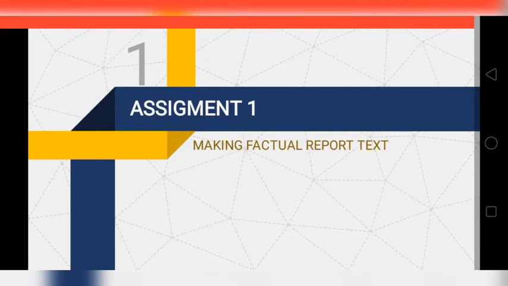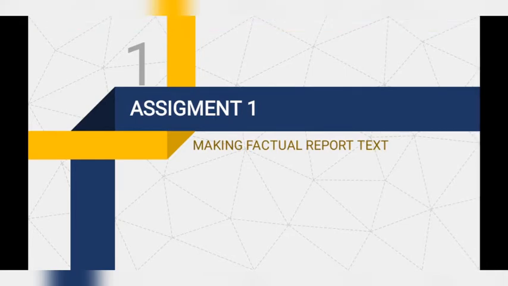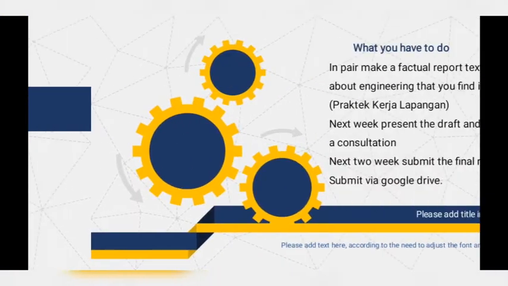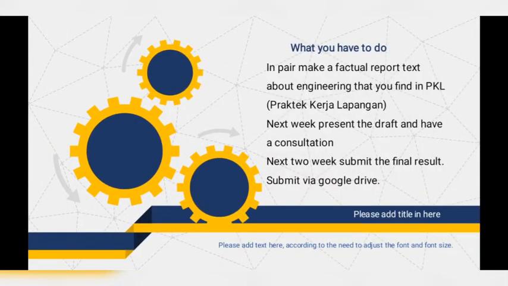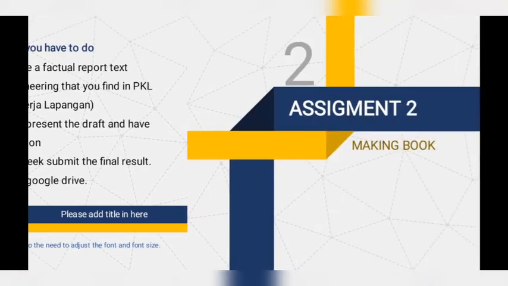Yes! So class, I would like to tell you that we are going to have a fun project, which is you make a book of factual report text. So we will have a fun project that are making factual report text and making book. So what you have to do, in pair make a factual report text about engineering that you find in Praktek Kerja Lapangan. So the topic must be different in each group. Next week, present the draft and have a consultation with me. Next week, submit the final result. You submit via Google Drive. I will make the link and send it to your WhatsApp group.